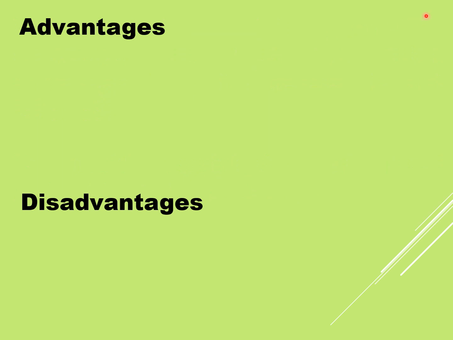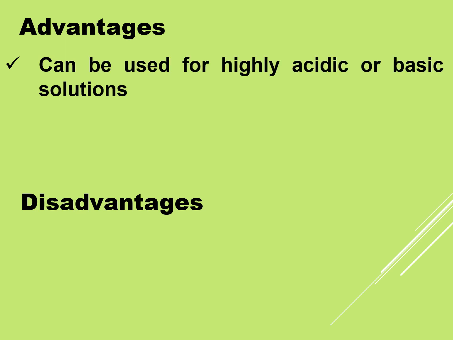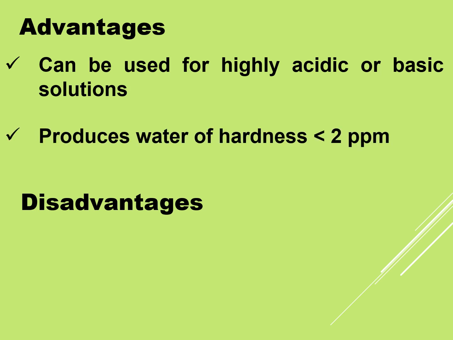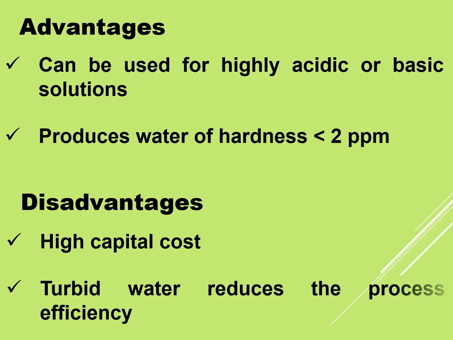Advantages and disadvantages of this method. What are the advantages? What are the disadvantages? Advantages: can be used for highly acidic or basic solutions. Any type of solution you can use. It produces water of hardness less than 2 ppm, so very soft water you are getting. Disadvantage is the high capital cost. The cost to set up this whole thing is very high, and turbidity will reduce the process efficiency. Turbidity means presence of colloidal impurities. They will reduce the efficiency of this process. These are the disadvantages.